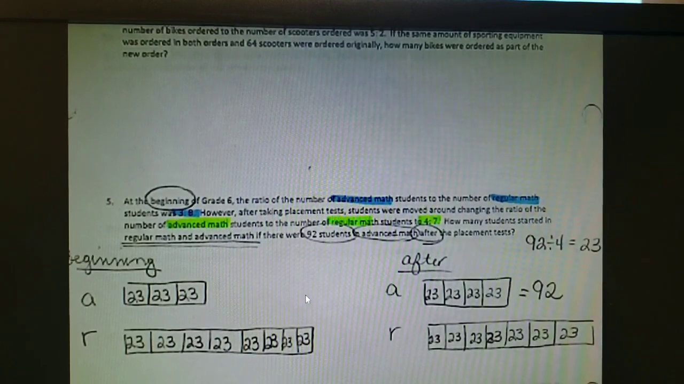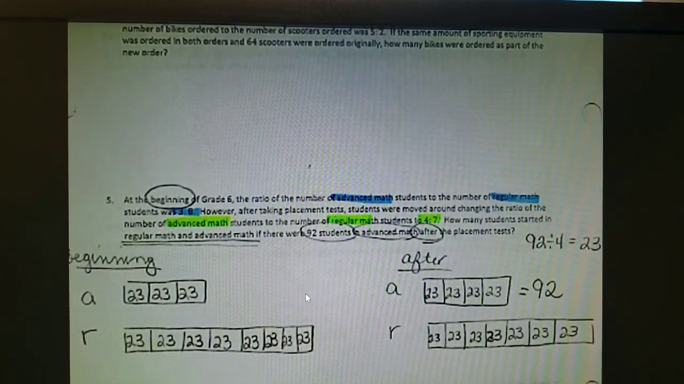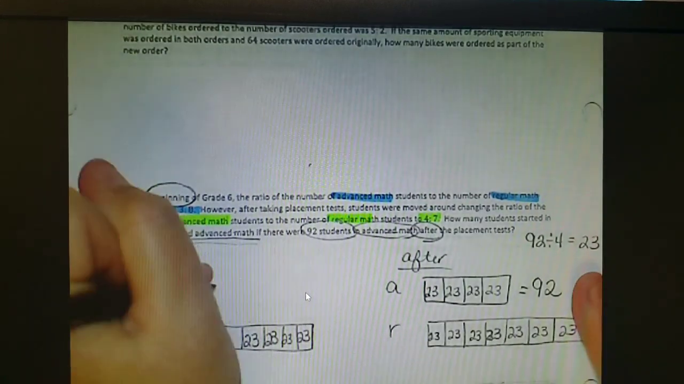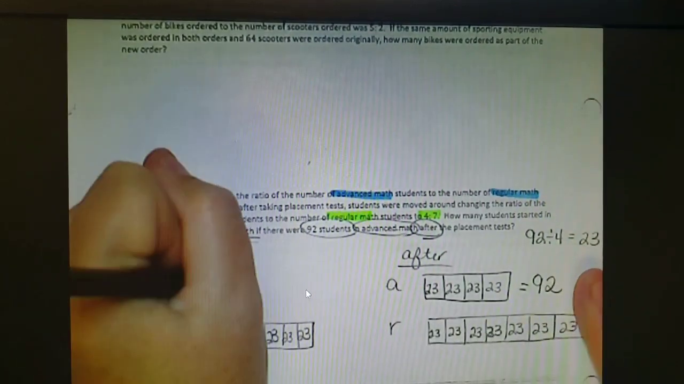And so on. So that's the nice thing about these tape diagrams: once you complete it for one, the rest are all the same. You do want to make sure you divide correctly, guys. If you don't divide correctly, then you could end up with a totally messed up answer. All right, so if I want to figure out the advanced math, I would add these up, which would be 69. And then the regular math, if I add those up, would be 184.